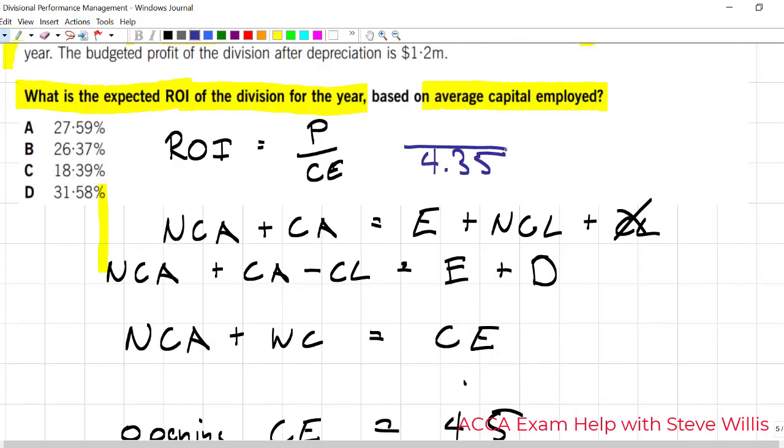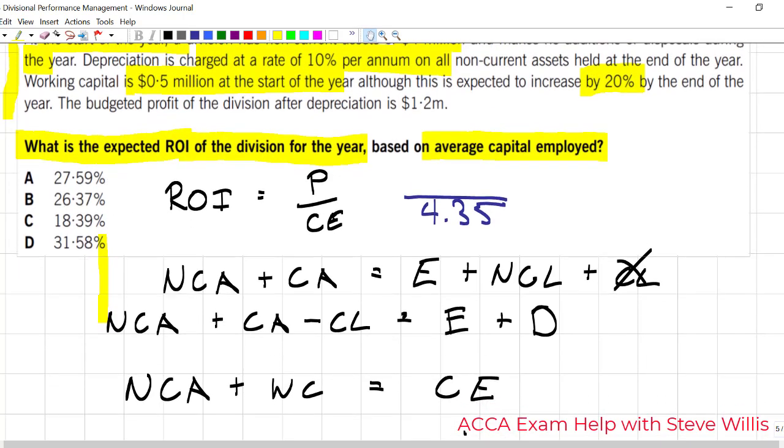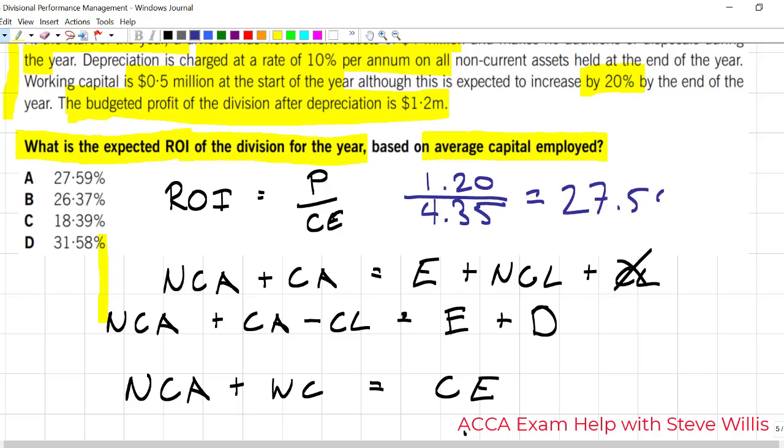Now all I need is my operating profit, and I can get the answer. Operating profit, the budgeted profit of the division after depreciation, is 1.2. That's the only information we have. We have to assume it's the operating profit. So now we can put a 1.2 there. And that is the answer, friends, 27.59. Answer, everyone, is A.